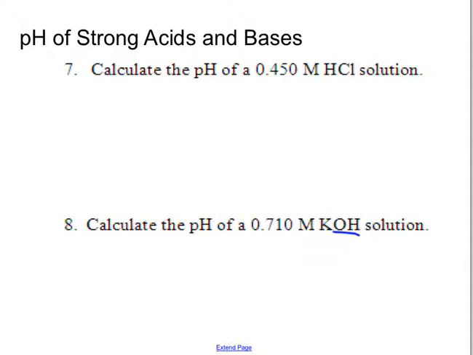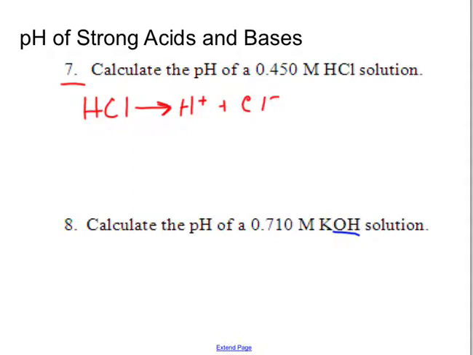So looking at these first two problems, we're finding the pH of strong acids and bases. So it's number 7 right here. It says, calculate the pH of a 0.450 molar HCl solution. Classify. What is that? Strong acid. So these are really easy problems, and I'm going to show you why. Why is an acid strong? What makes an acid strong? It completely ionizes. So we're going to have this single-headed arrow, and it's going to make that.